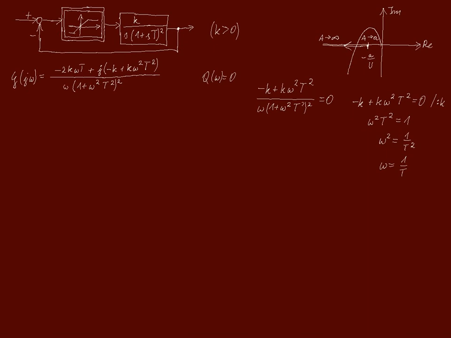We are only interested in frequencies, pulsations, greater than 0. Therefore, we have a frequency for which the Nyquist plot crosses the real axis. So, what condition must the real part of the sinusoidal transfer function meet? This value must be greater than minus a divided by u.